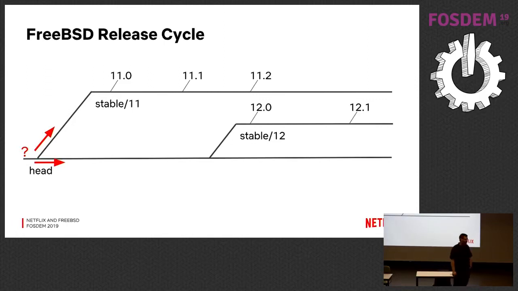And we did that for about 2 years. And then stable 12 came along, and we had a choice. Follow stable 12 or stay on head. And there was essentially no discussion or debate. Everyone loved tracking head so much that we've continued to do that. So it's worked really well for us.